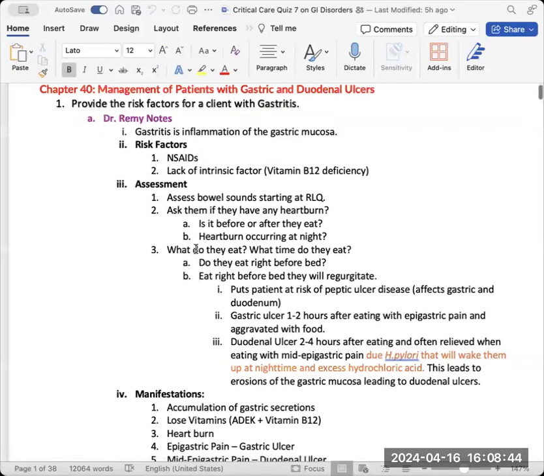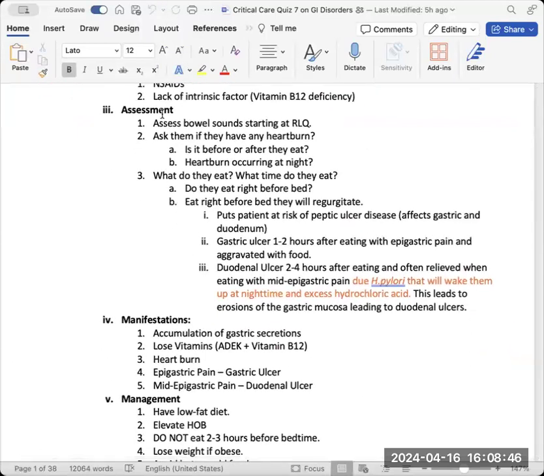Also, we want to perform an assessment. So when we're talking about anything with GI, we should always be thinking, I need to do an abdominal assessment because I need to know what's going on. Because we notice with acute gastritis versus chronic gastritis, we're going to have a few different things.